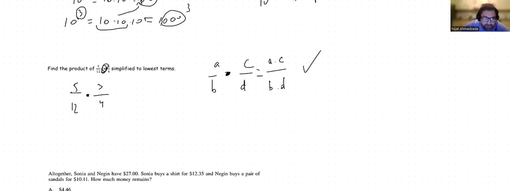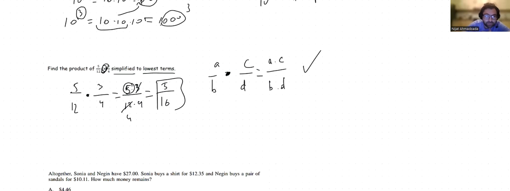So here I'll have 5 times 3, and here I'll have 12 times 4. That's it? No, because I have to simplify it to lowest terms. That means I gotta divide both sides by whatever I can. So I see that this can be divided by 3, up, and this can be divided by 3, up, 4. So 4 times 4, I'm getting 16, and here I only have 5. So 5 over 16 will be the correct answer for this question.